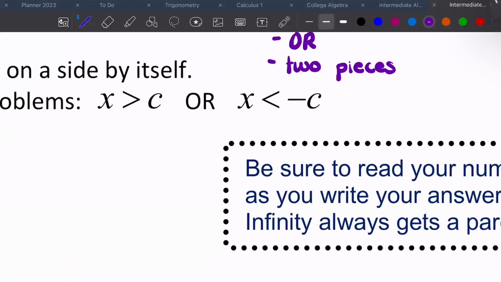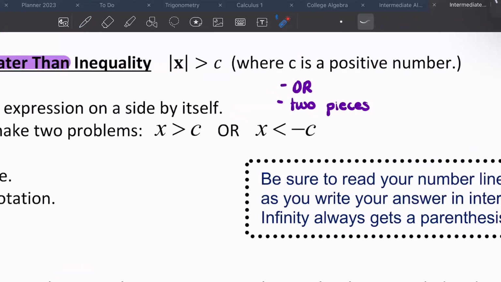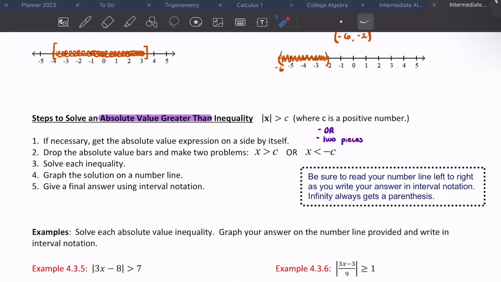You're going to have x greater than c or x less than -c. So here, you're going to have x is greater than c. Then you're going to have x less than, so you're going to flip the sign, take the negative of the number. Okay, flip the sign, negative of the number. And then this little box over here is just reminding you how we write interval notation, from left to right.